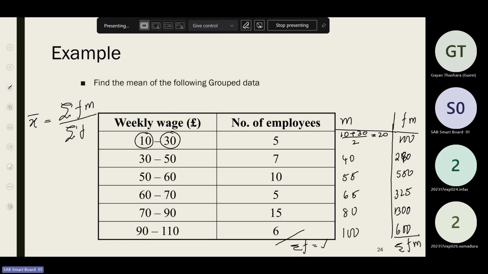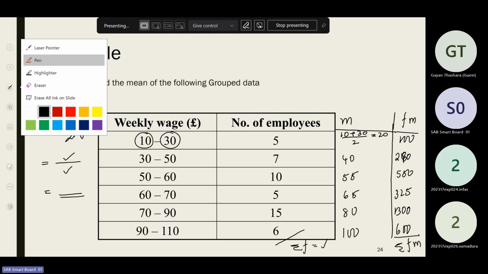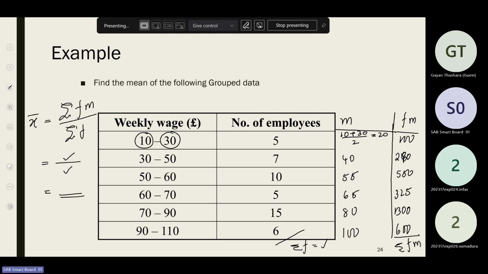So substitute in the formula and get that. This is weekly wages, so we better go up to 2 decimal places. You have to decide whether 1 decimal or 2 decimals or what, because this is a money value. So go up to 2 decimal places, properly rounded. So you get the value. Then we need to explain what this means.